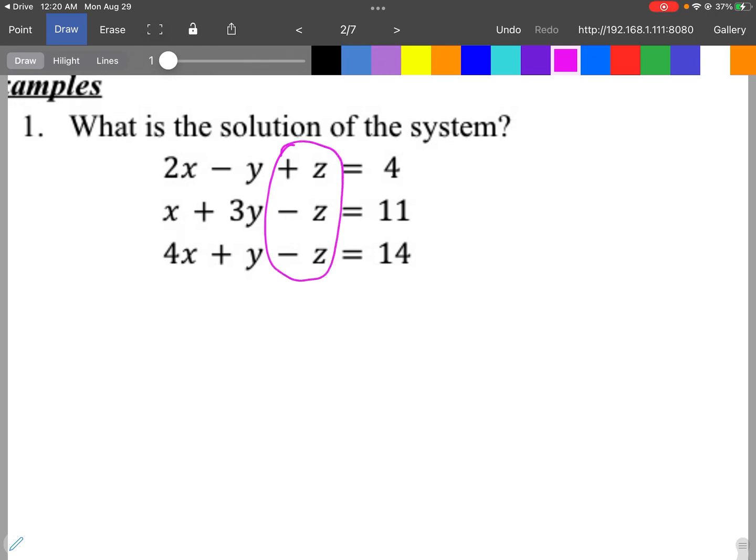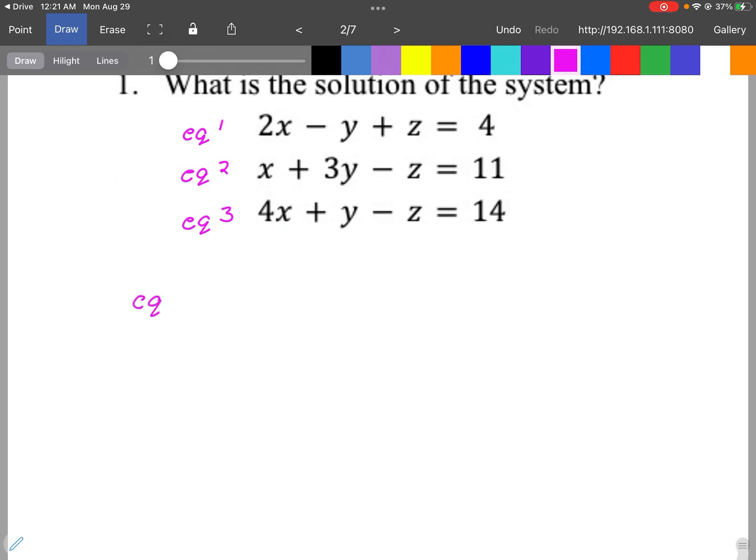And I'm thinking, obviously, the z, because all of them have either a positive 1 or a negative 1 in front of them, which means I don't have to do any modifying at all to get my z's to cancel. So that's great. I definitely want to stick with my z's. Now we have equation 1, equation 2, and equation 3. So I say first thing we do is take equation 1 and 2, because the z's are going to cancel just the way they are.